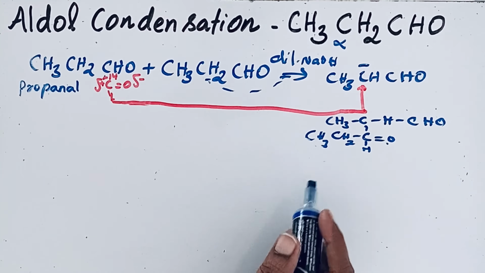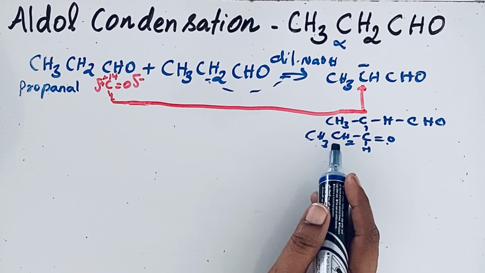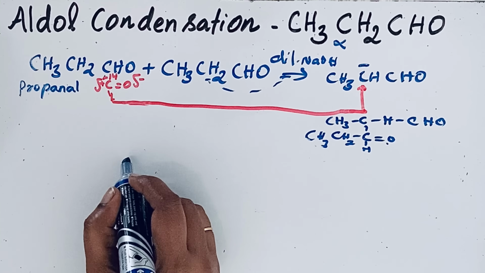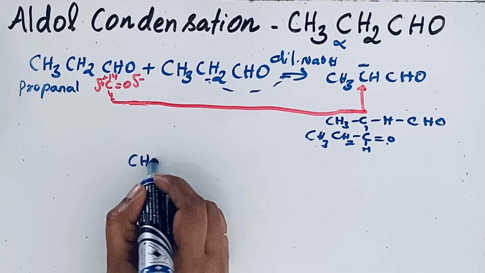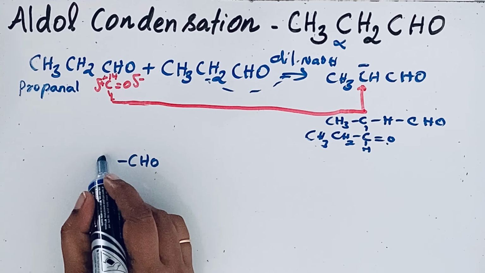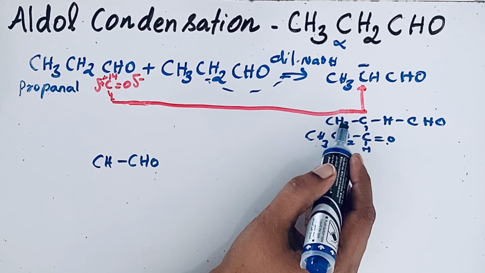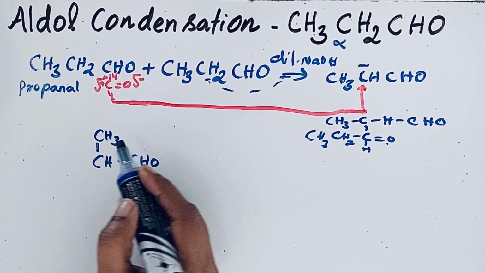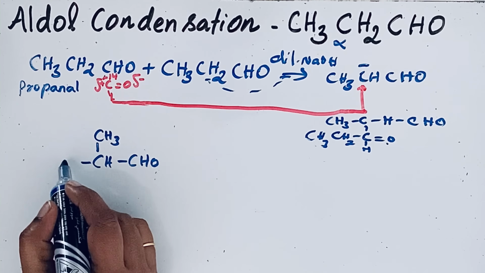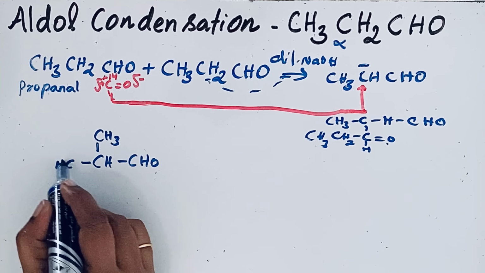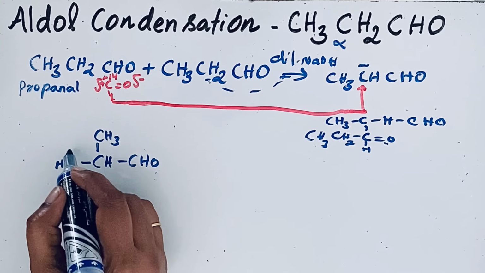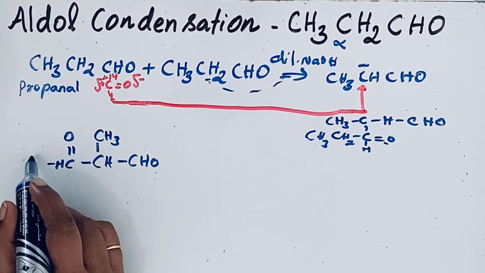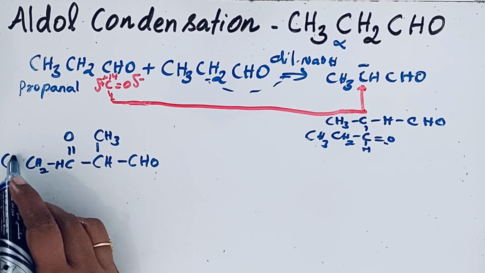For better understanding, let us rewrite this compound once again, keeping the CHO group, the aldehyde group, in the first position. So CHO and then CH. Then here on this carbon you can see that one methyl group is attached, so CH3. Then after that again one CH, and then this carbon with one double bond oxygen. Then CH2, CH3.